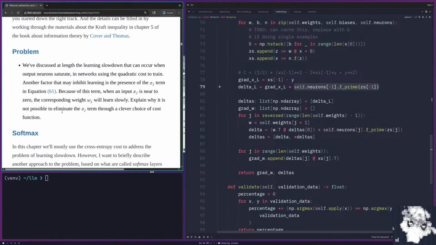Problem: we've discussed at length the learning slowdown that can occur when output neurons saturate in networks using the quadratic cost to train. Another factor that may inhibit learning is the presence of the xj term in equation 61. Because of this term, when an input xj is near to 0, the corresponding weight wj will learn slowly. Explain why it is not possible to eliminate the xj term through a clever choice of cost function.